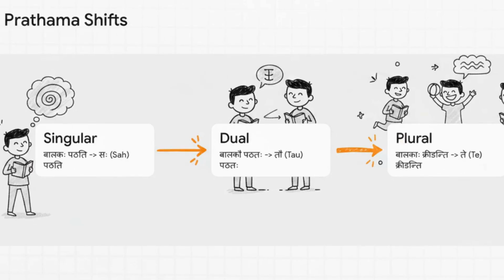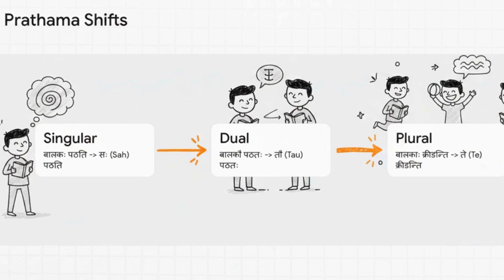All right, let's break those prathama transformations down clearly. In step 1, for the singular form, we have balakaha patati, meaning the boy reads. When we swap out the boy for the pronoun that or he, it becomes saha patati. So, for one masculine subject, our word is saha. Now, step 2, we move to the dual form. Balakau patata, the two boys read, transforms into tau patata. The pronoun shifts to tau because we have two masculine subjects.